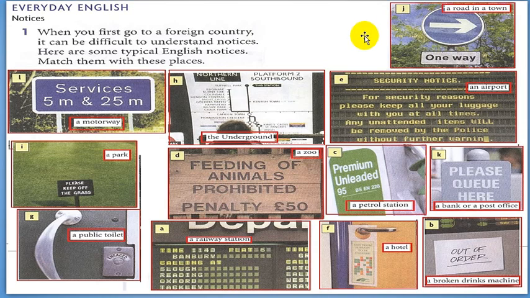Now we come to the last topic in unit 11, notices. Notices are the signs or road signs found in countries or places that speak English as an official language, in the British system. These notices are in British English, but in American English we say signs. So when you first go to a foreign country it can be difficult to understand notices. Here are some typical English notices, meaning traditional English signs.